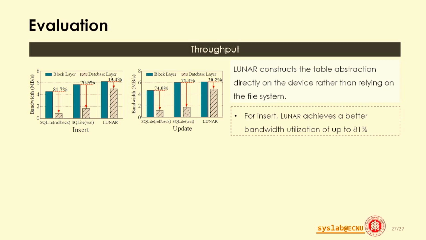When SQLite operates in write-ahead logging mode, there is a performance improvement compared to the rollback mode. However, there is still a 70.5% bandwidth loss compared to the block layer. In contrast, Lunar constructs the table abstraction directly on the device rather than relying on the file system, and Lunar achieves a higher bandwidth utilization of up to 81%.